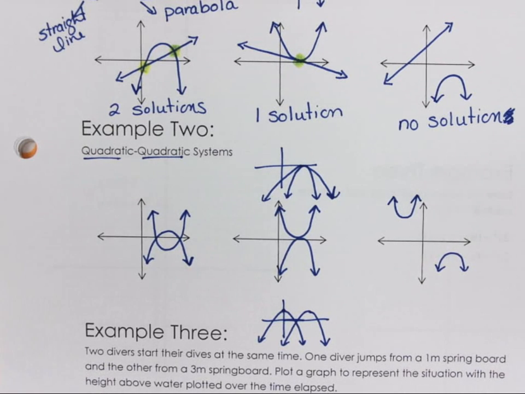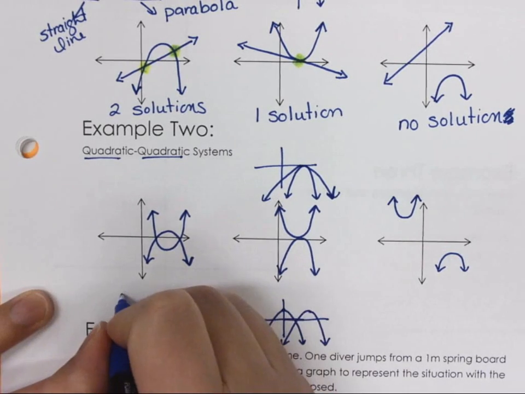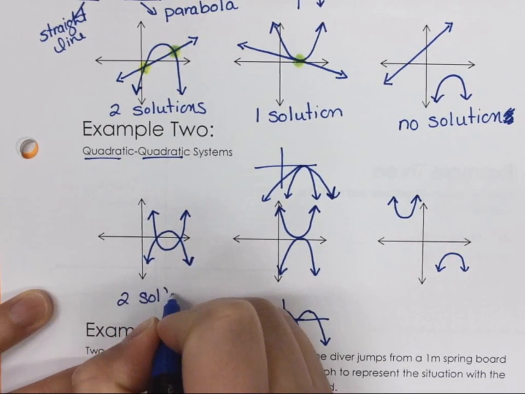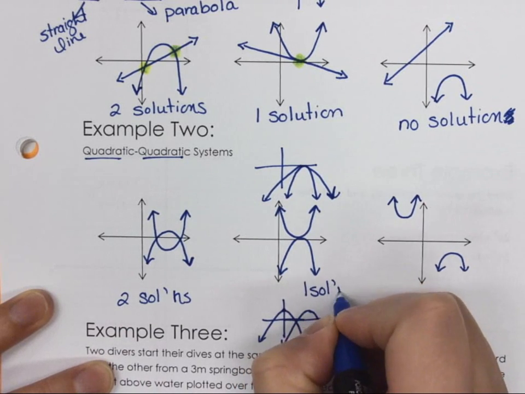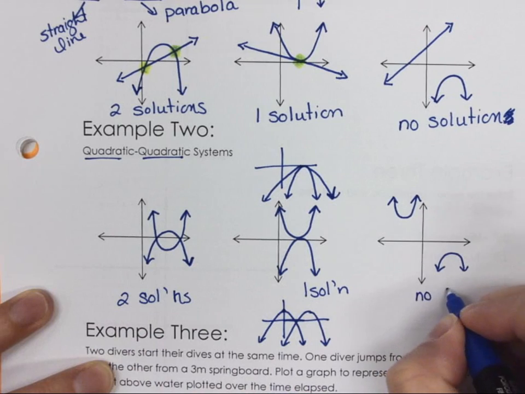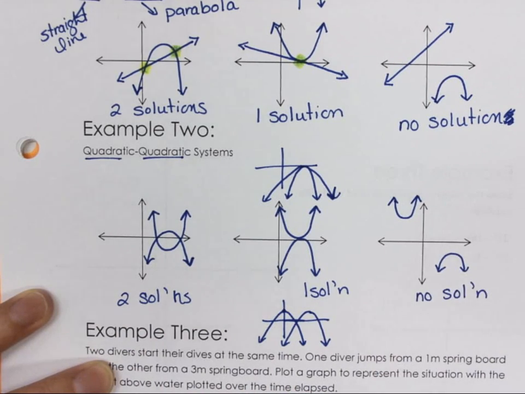For the record, I need some marks deducted for my flat bottom parabola there. That is not a very good parabola. Somebody needs to deduct some marks. Now there's one other option. So this is 2 solutions, one solution, no solutions. I'm big on abbreviating words.